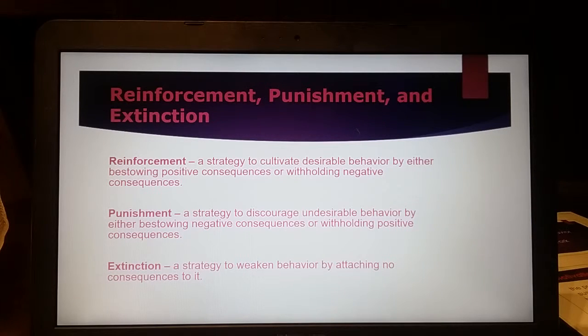So reinforcement, this idea that you want to have desirable behavior by giving positive consequences or withdrawing or withholding negative consequences. So the negative consequence might be having to work on the weekends. So the reinforcement would be if you get these projects done within a certain period of time, you don't have to come in on Saturday. That would be reinforcement by withholding a negative consequence, or bestowing a positive consequence, that if you finish it, then you get 2 extra hours of comp time or something like that.